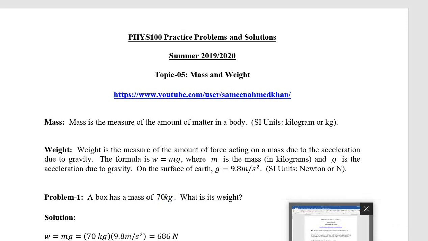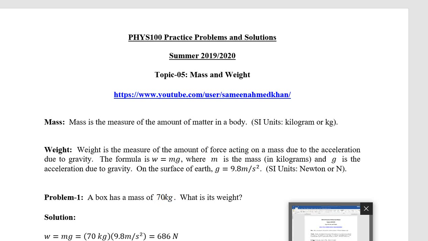It is a small topic. Today we have to learn two words, mass and weight. In the English language, mass and weight are more or less the same. But in physics, mass and weight are two distinct things. Now what is mass? Mass is the measure of the amount of matter in a body.